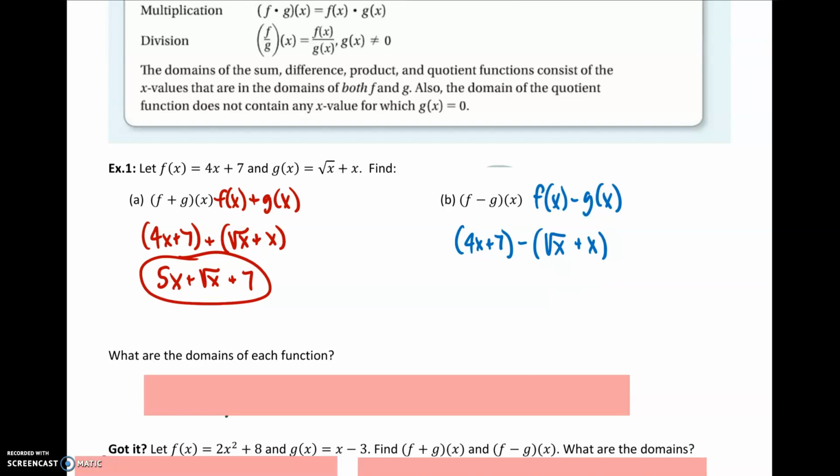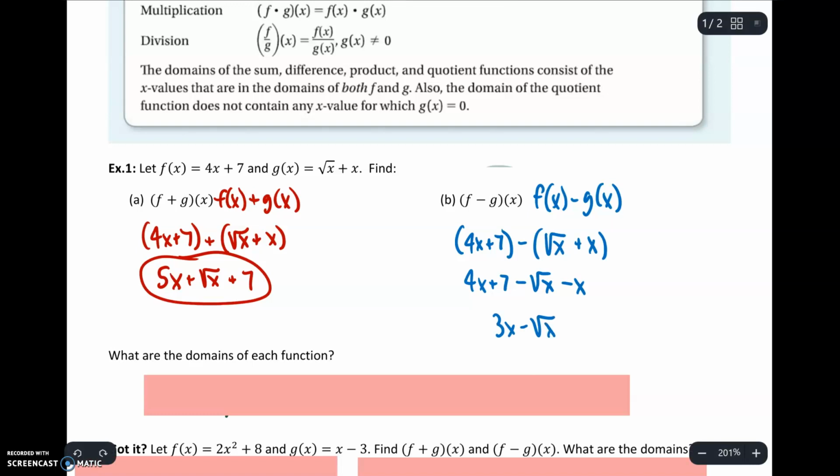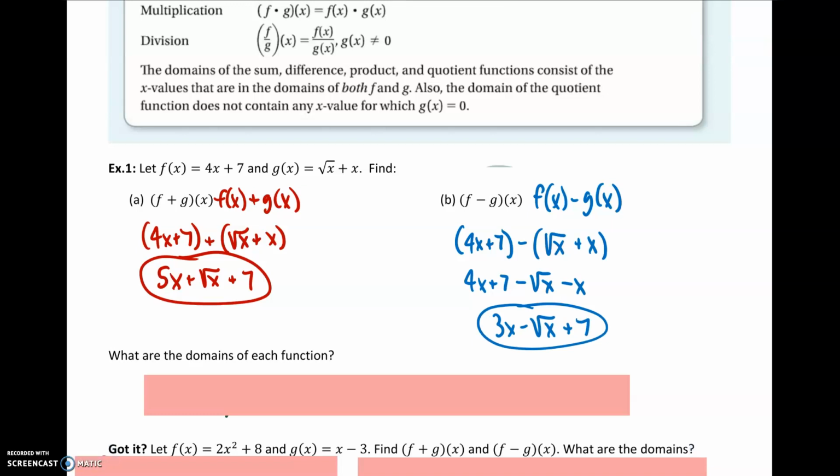So here when I'm subtracting, it may be a good idea to distribute that negative sign. We're subtracting the square root of x, but we're also subtracting x if I remember that I'm subtracting a positive. So if I combine like terms here, 4x minus x, just like from before, those are our only like terms. We have a negative rad x in the middle, and then that positive 7 is just our constant. This would be our sum, or sorry, not our sum, our difference if I subtracted, again, g of x from our first function, f of x.